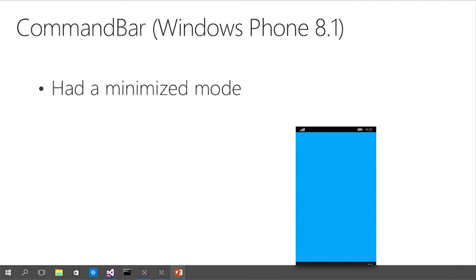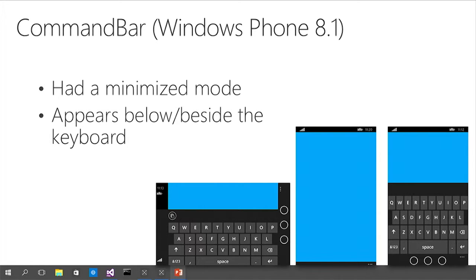Furthermore, on the phone it had this minimize mode. So being a small screen, if you really wanted to maximize the space for the content of your app, you could put it in this minimize mode and it's still there for the user, but not in their face. When the keyboard appeared, if it was in portrait, the app bar would be below the keyboard, but as you rotate the device, again, because it remained to that side, you would just see it appear on the side adjacent to the keyboard.